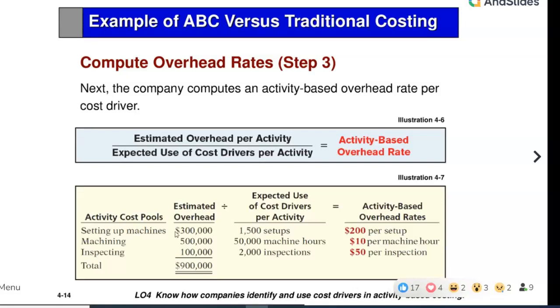Okay. So you see, it's just a lot of number crunching here. You line the ducks up. Activity-based cost pool, the estimated overhead, the expected use of the driver. You got the drivers here, setup and machine hours. Expected use of that activity, you get the activity-based overhead rate.